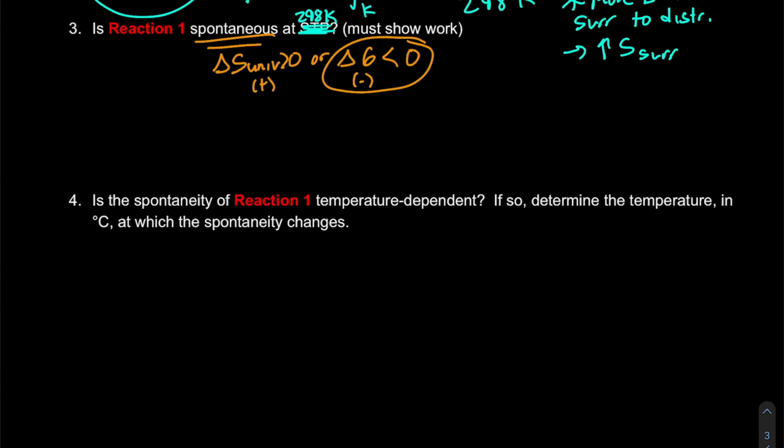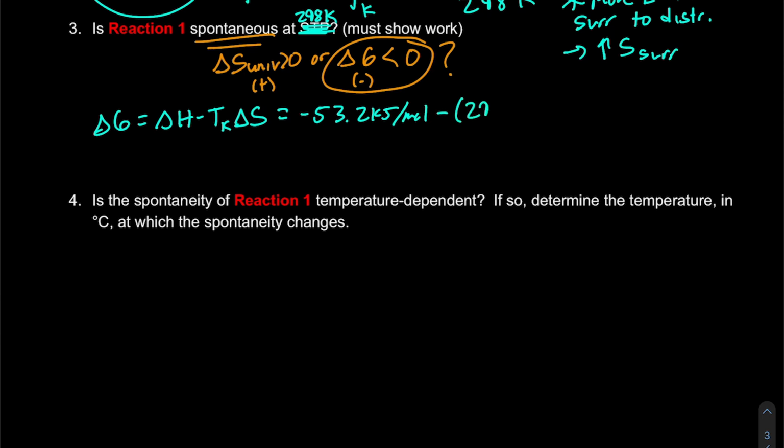And so now let's calculate that based upon what we know for our reaction. Is the Gibbs free energy positive or negative? The Gibbs free energy change is equal to the enthalpy change minus the temperature that we're at in Kelvin times the change in entropy. So let's plug in the information that we have. Negative 53.2 kilojoules per mole minus our temperature, 298 Kelvin, times our entropy change. We calculated our entropy change to be negative 166.36 joules per mole Kelvin for this reaction.